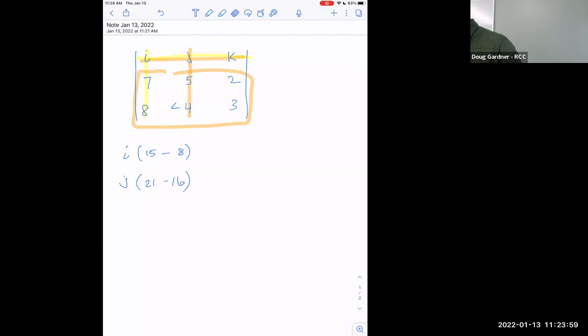Lastly, maybe you can see where I'm going with this. Lastly, we cross out this row and this column. That leaves the 7, 5, 8, 4. So 7 times 4 is 28, minus 8 times 5 is 40. And that's our Z or our K row. So let's see, what is this? 15 minus 8 is 7. 21 minus 16 is 5. And 28 minus 40 is negative 12.